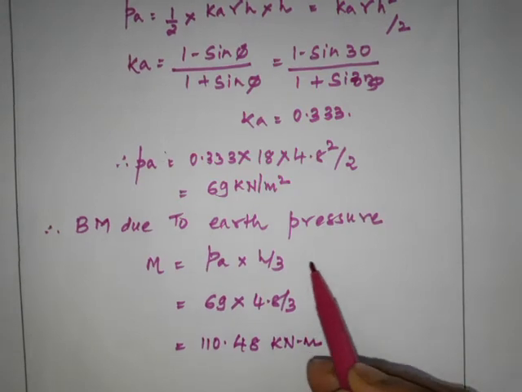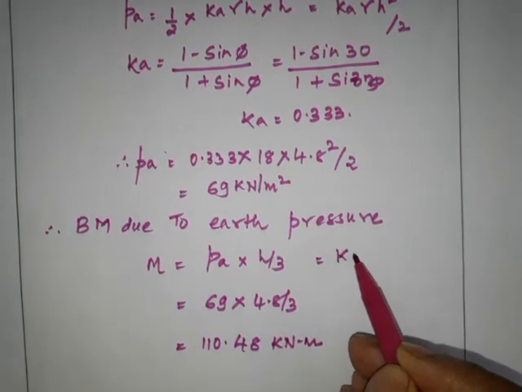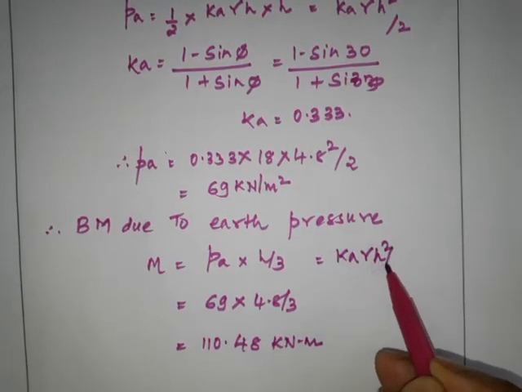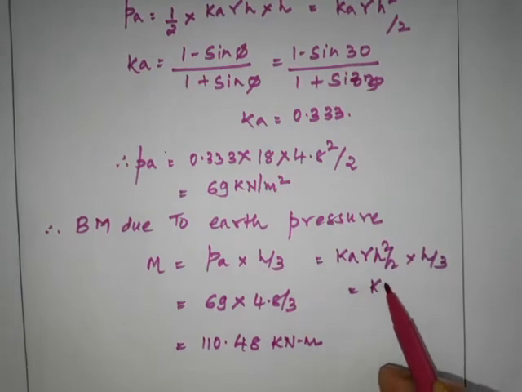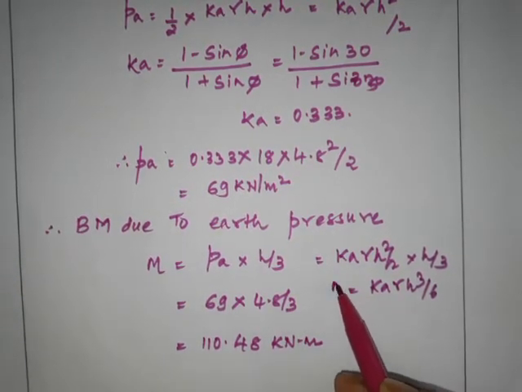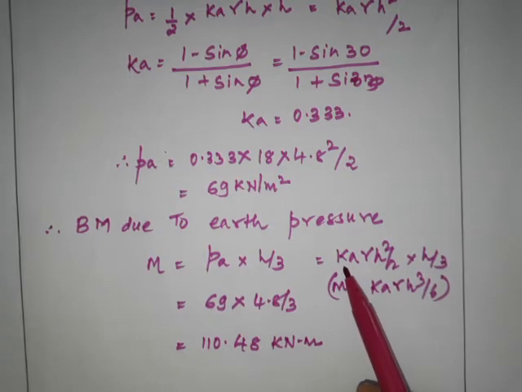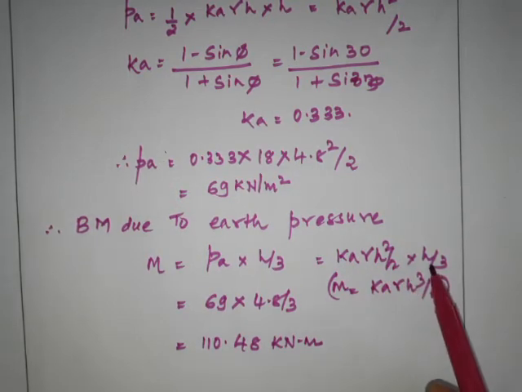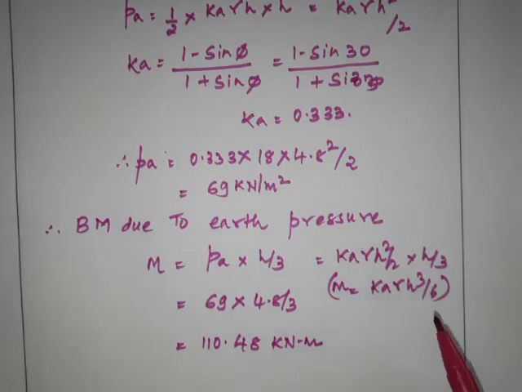You can also easily find this by a formula, that is K into gamma into h square by 2, acting at a distance of h by 3. So this will be K into gamma into h cube by 6. The bending moment you can find directly as K into gamma into h cube by 6, because the force is K into gamma into h square by 2, which is acting at a distance of h by 3. So we get K into gamma into h cube by 6. Okay, so we got the bending moment.